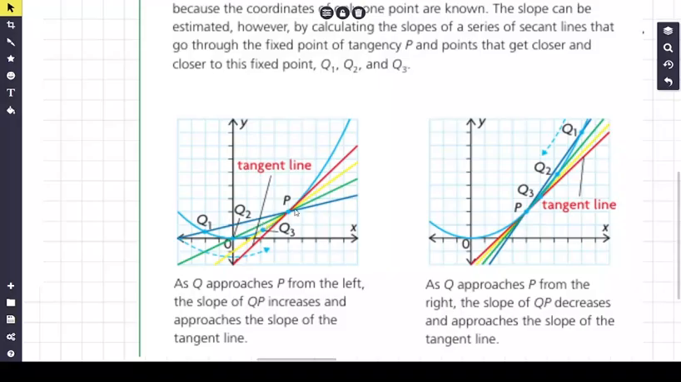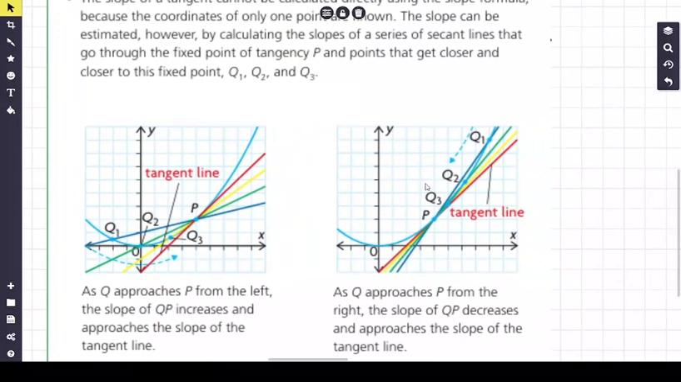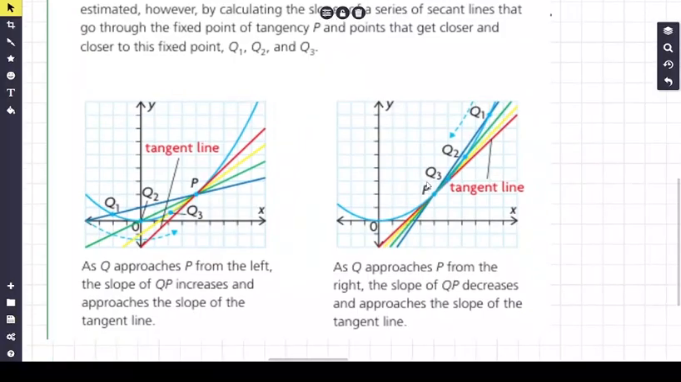The slope of QP increases and approaches the slope of the tangent line that goes through the point P. And over here on the right is the same thing. As Q approaches P from the right, the slope of QP decreases and approaches the slope of the tangent line that passes through point P.